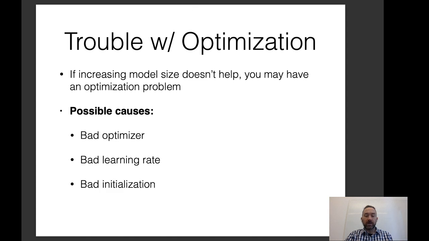You could also have bad initialization. So if you've implemented models from scratch by yourself, you need to be very careful about how the parameters are initialized. And you could also have a bad mini batching strategy. So if you're mini batching together shorter sentences and longer sentences, this can also affect your results.